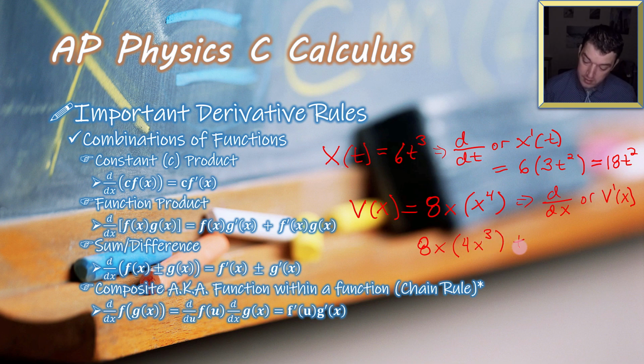Then we're going to add to that the derivative of the first function. That's a constant, 8 times a variable, x. The derivative of a variable is 1. So 8 times 1 is 8 times x to the fourth. This is 8 times 4, or 32x to the fourth. 8 times x to the fourth is 8x to the fourth. 32x to the fourth plus 8x to the fourth is how we find out that this derivative is 40x to the fourth.